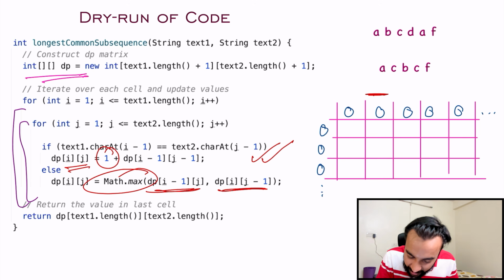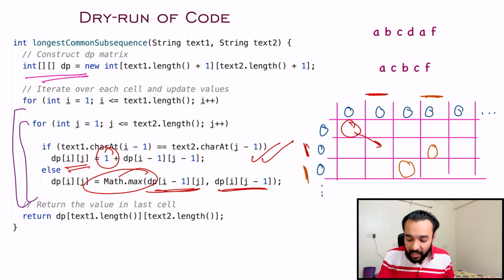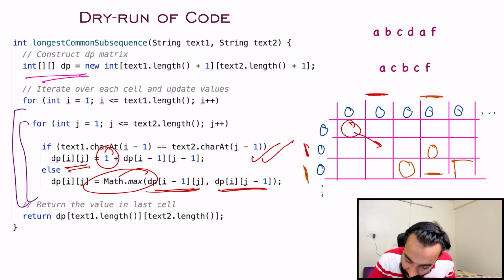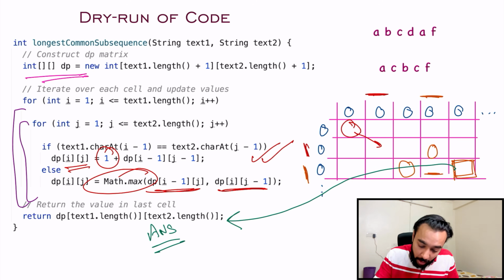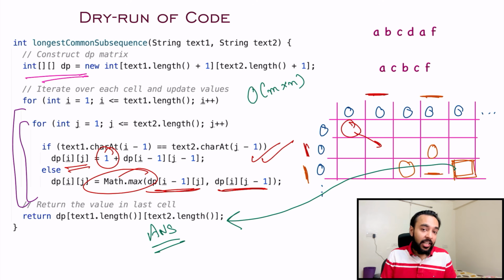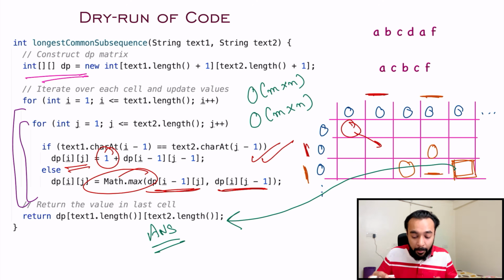So if these characters are the same over here, just look up this value and add a 1. If these values are not the same, just pick up whatever is the maximum value from the top and left and write it down over here. When all of this traversal is complete, just return this last value and this will be the length of the longest common subsequence. The time complexity of this solution is order of m cross n, where m is the length of the first string and n is the length of the second string. The space complexity of this solution is also order of m cross n because you need to create a matrix to memorize all of the results.